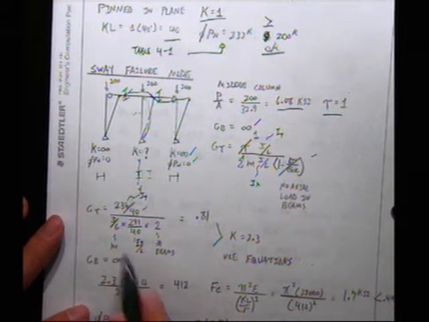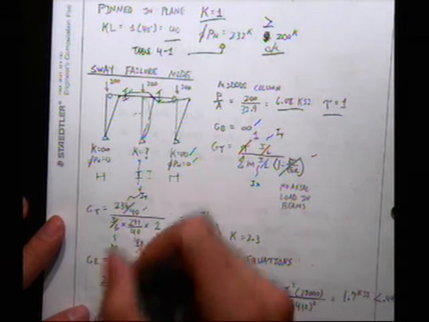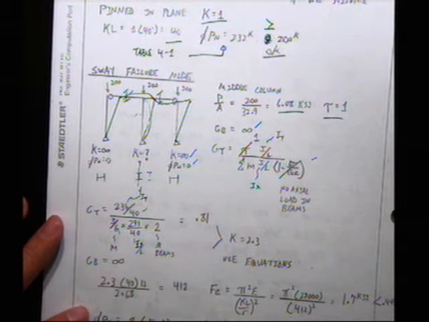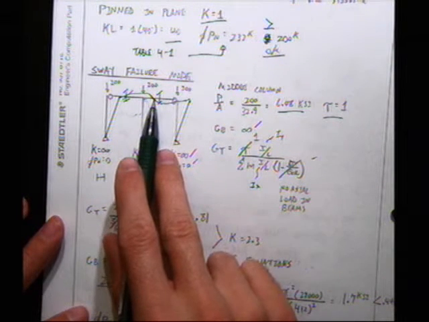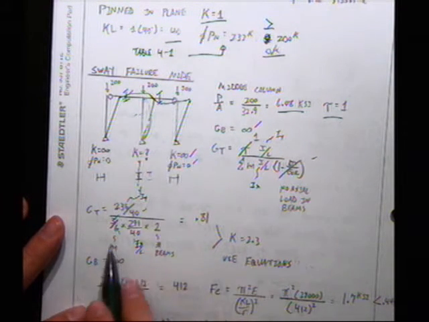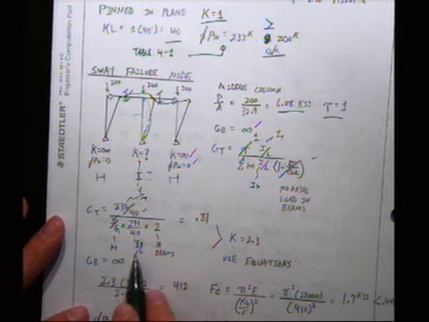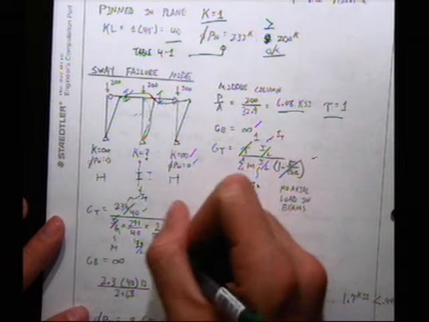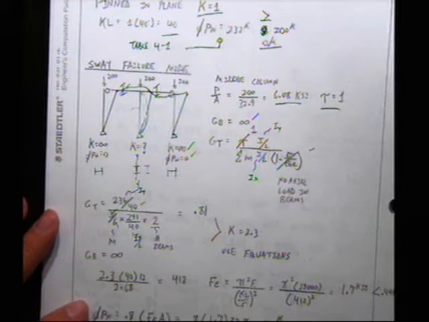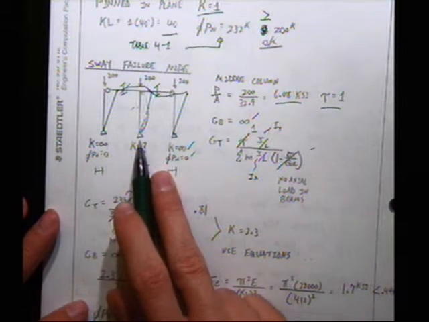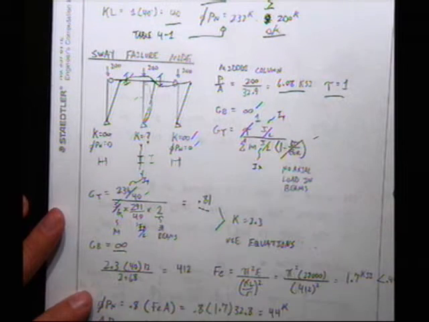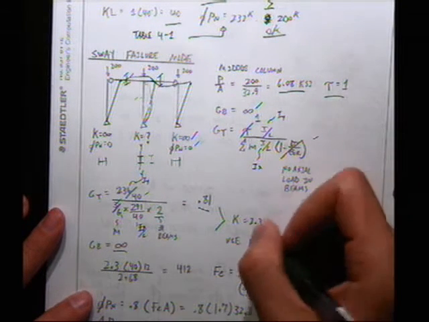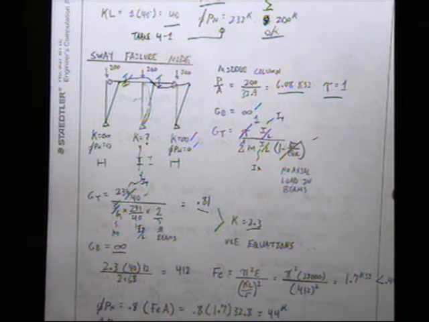Okay, so now I have an M factor. My denominator is 6 because it's a sway frame. My numerator is 3 because of the deflected shape. 3 over 6, IX over L, and I have 2 here because I have 2 beams. My G bottom is infinity. G top is 0.81. So I use the alignment chart, and I get a K of 2.3.